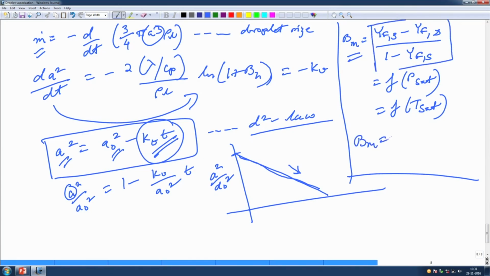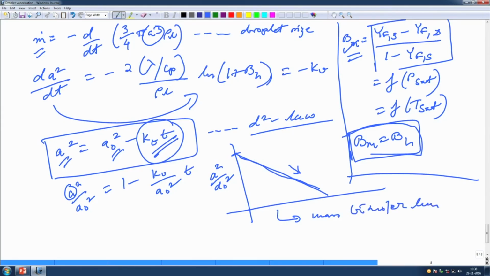So, ideally Bm should be equal to Bh. You can derive this d square law from either of the two situations, and these should be equivalent to each other. So, this is mass transfer. If they are not equivalent, the lower of the two governs the process. So, this is either called mass transfer limited or heat transfer limited. These are the two cases that you have over here.